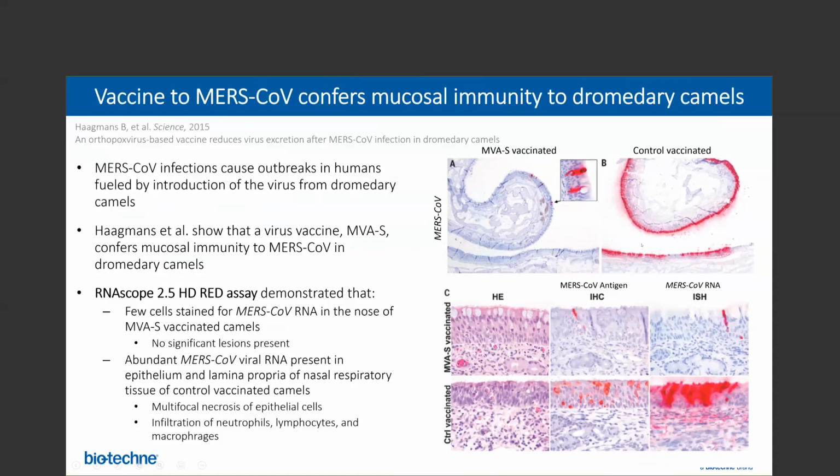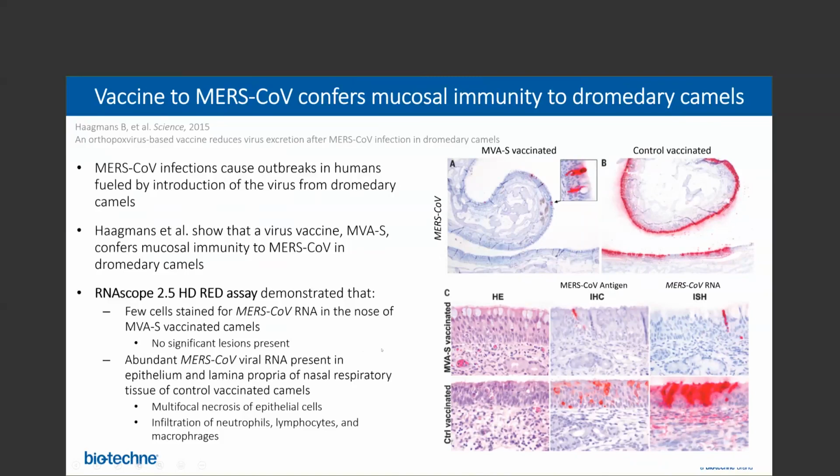And as you can see, the animals that were vaccinated show a very low expression of the viral RNA, but the control vaccinated or not vaccinated animals show very high expression of the viral RNA, indicating an active, strong infection by MERS. So this kind of showed them that the vaccine that they had developed was pretty successful in imparting immunity.